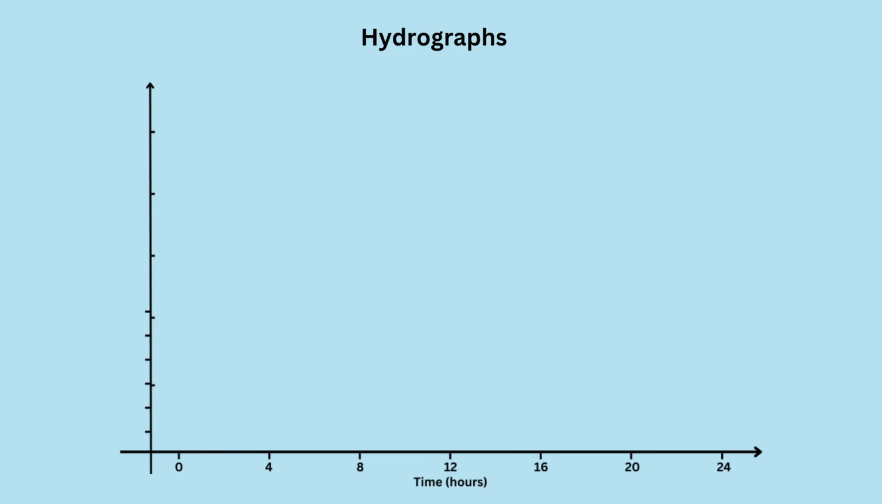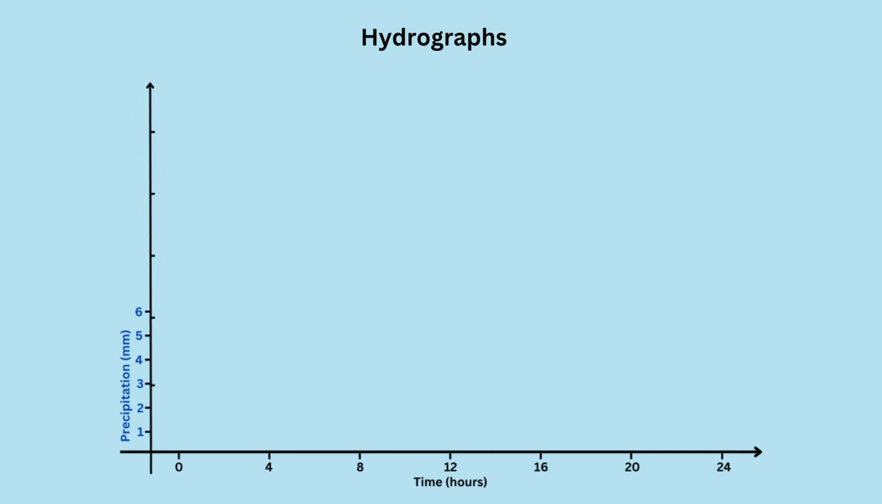Hydrographs cover a relatively short time period, usually hours or days, as you can see in this example. Over the short term, hydrographs show variations in precipitation, typically rainfall. Here precipitation is measured on the y-axis in millimetres.